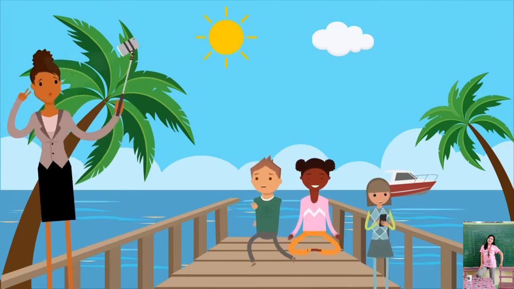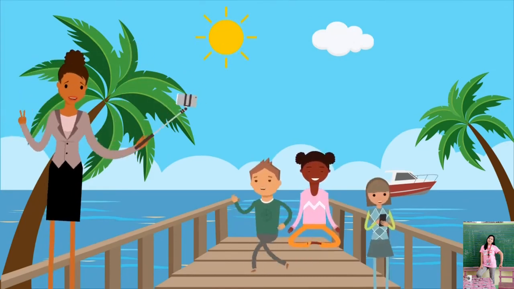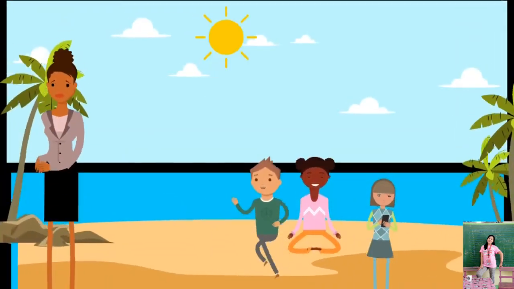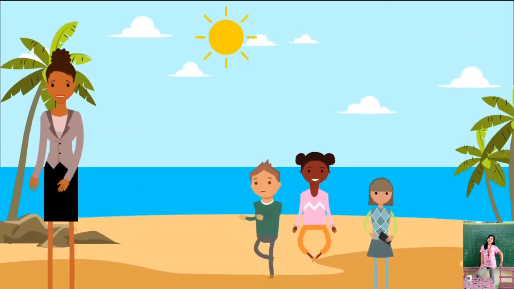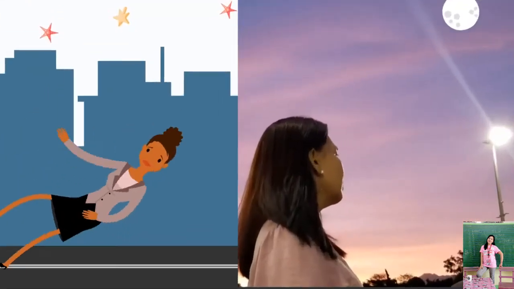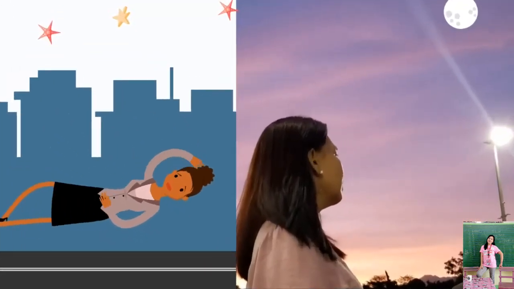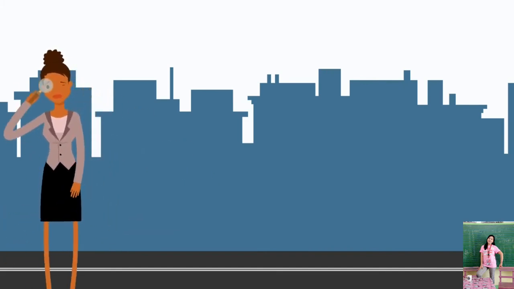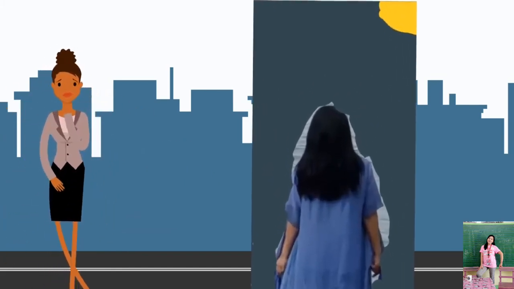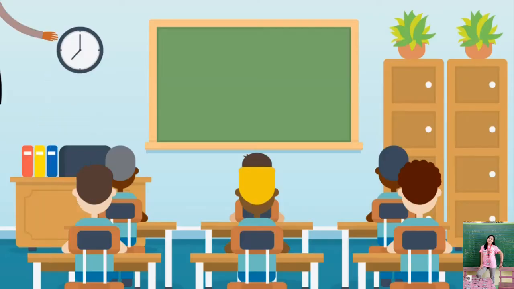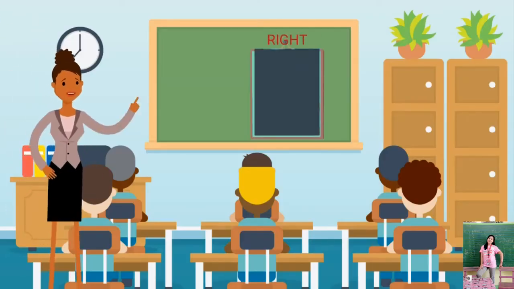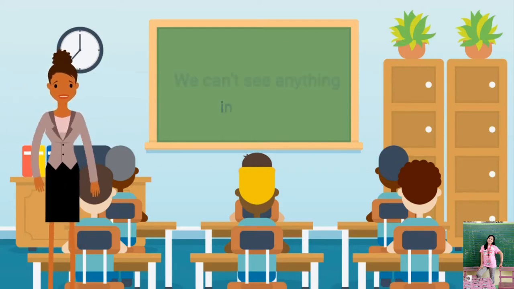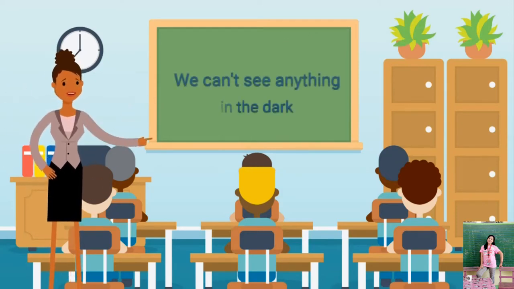Look at the sky. During the day, we can see the sun and how it shines so bright, and it allows us to see things clearly, right? At night, we can see the stars and the moon. But wait, do you think we can still see everything around us even if it's dark? Like the picture that is posted on the right side of the board? You've got it, kids! We can't see anything in the dark.